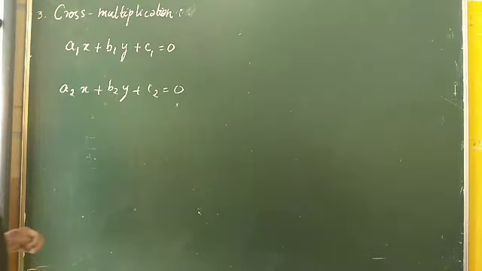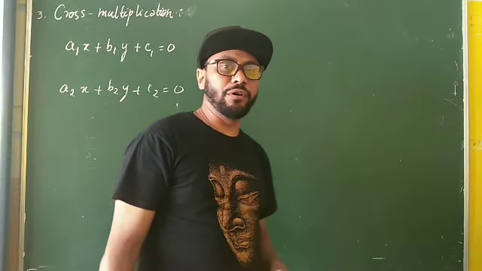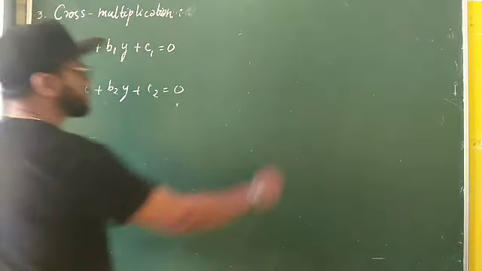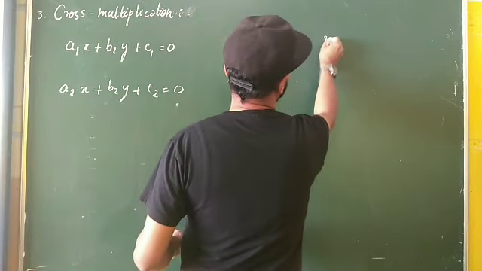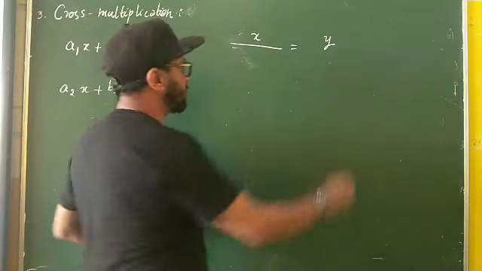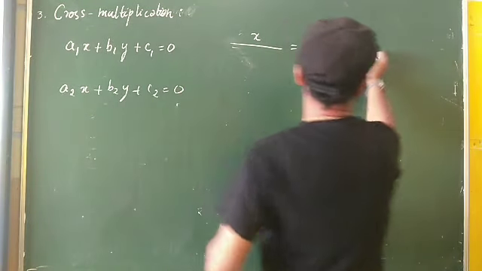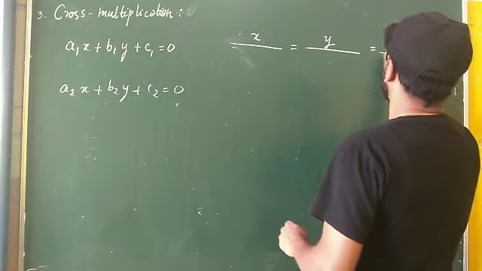Now, how do we solve it? In the cross multiplication method, what we have to do here is, x divided by something is equal to y divided by something is equal to 1 divided by something. That is what we are finding.